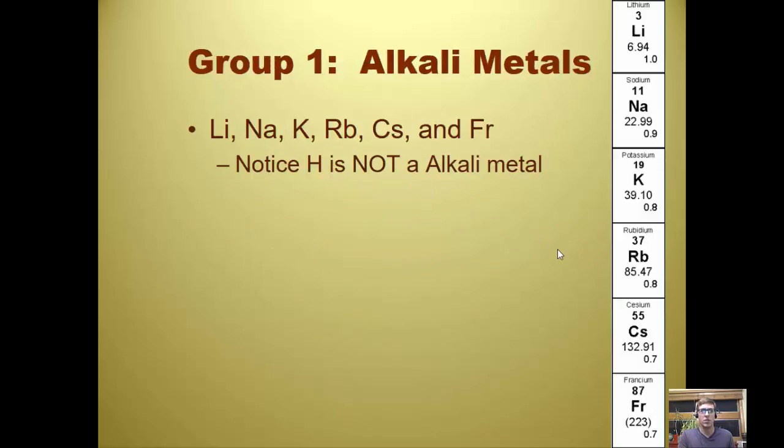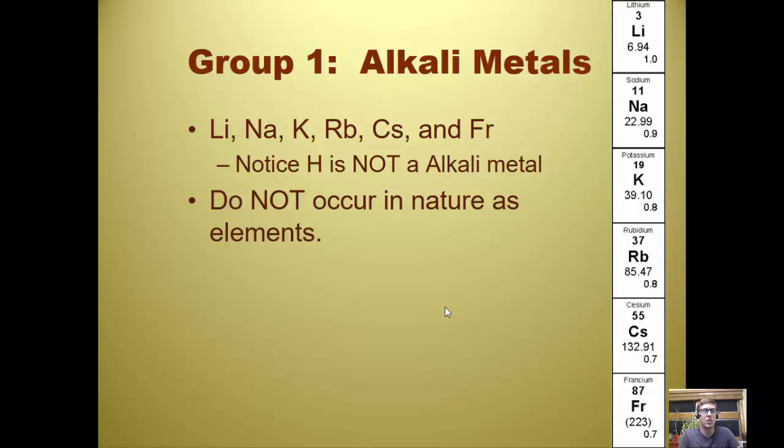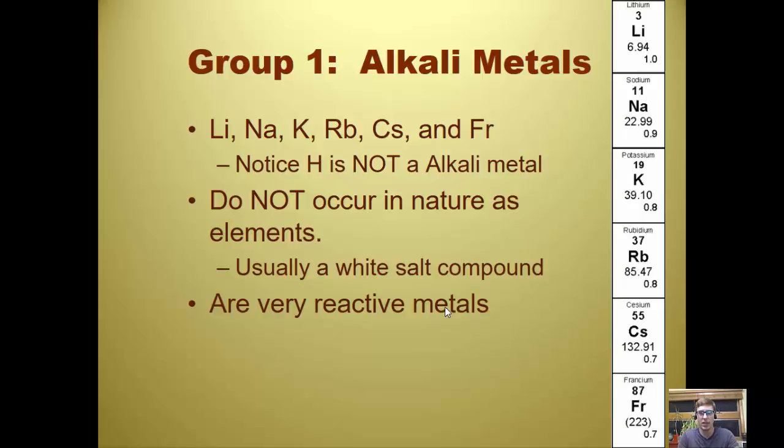Now, the alkali metals. I want to point out, first of all, it does not have hydrogen in it. Hydrogen is not a metal. It is a non-metal. But the alkali metals are lithium, sodium, potassium, rubidium, cesium, and francium. They do not occur in nature as elements by themselves. Some people know you can get them, but they don't occur naturally in nature. They usually occur as a white salt compound with something else. And that's because they're very, very reactive. They really, really want to get rid of that one valence electron. In fact, they're super reactive with water.